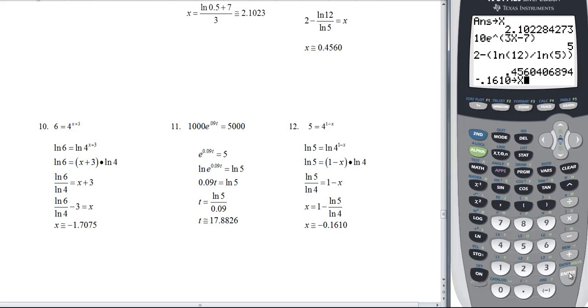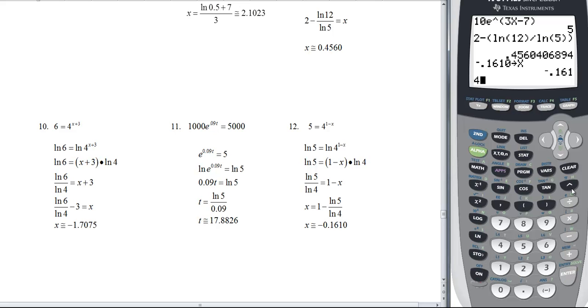Because I think you should know. So 4 raised to parentheses 1 minus x. Notice it doesn't come right on 5 because we rounded. So this would indicate that I rounded up.